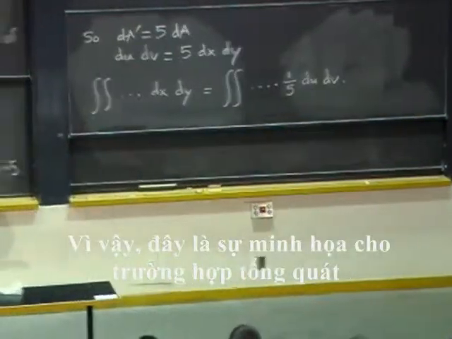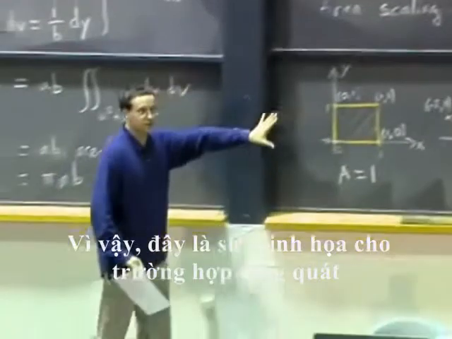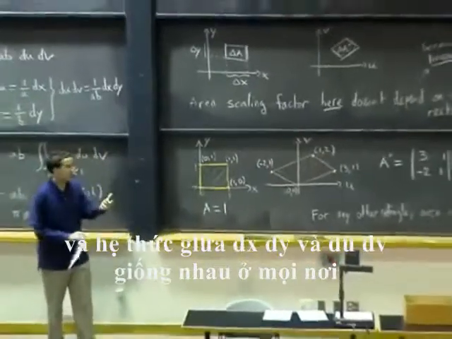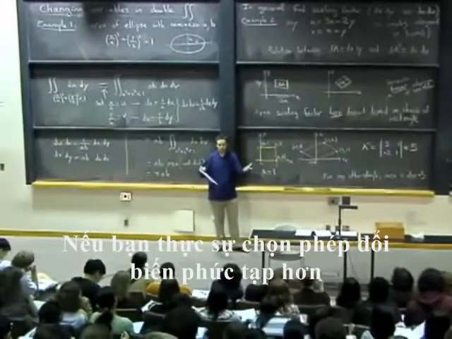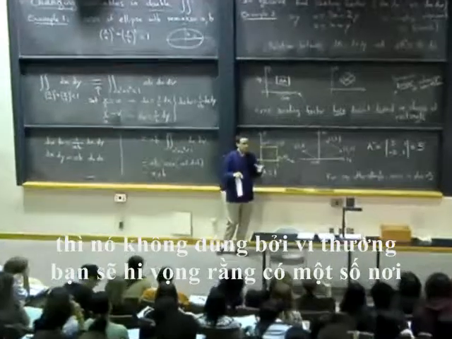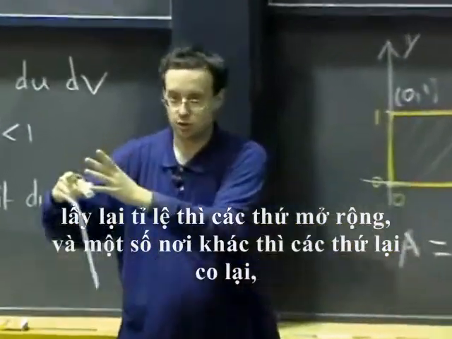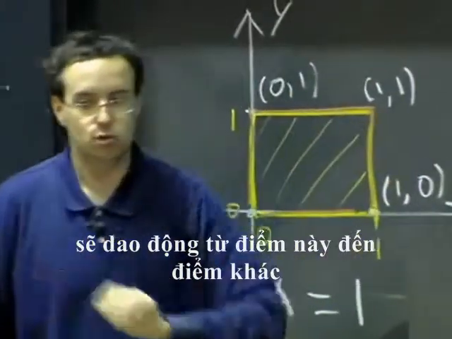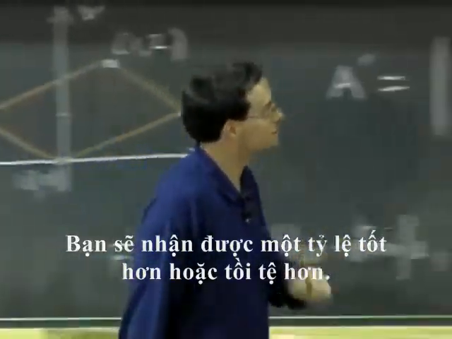So anyway, this is kind of an illustration of a general case. And why is that? Well, here it looks very easy. We're just using linear formulas, and somehow the relation between dx dy and du dv is the same everywhere. If you take more complicated changes of variables, that's not true, because usually you will expect that there's some places where the rescaling is enlarging things, and some other places where things are shrunk. So certainly the exchange rate between du dv and dx dy will fluctuate from point to point. It's the same as if you're trying to change dollars to euros. It depends on where you do it. You will get a better rate or a worse one.